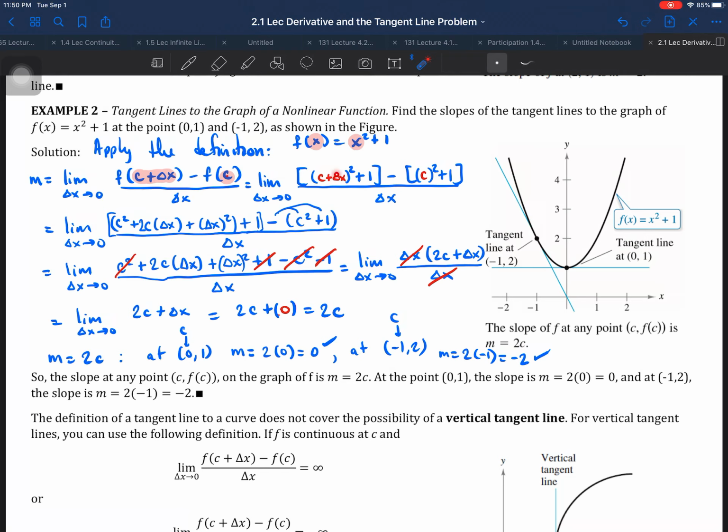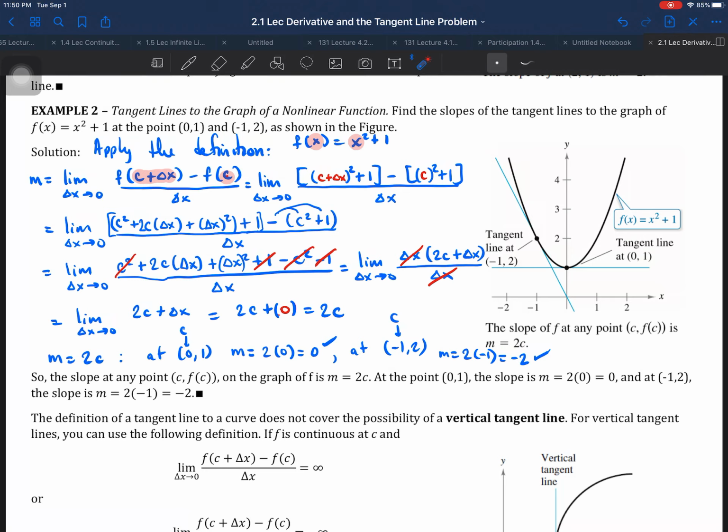So I'm going to go ahead and expand this, using our basic algebra distribution process, which is going to be c squared plus 2c times delta x plus delta x squared, followed by the plus 1, followed by the minus, followed by the c squared plus 1, and there you go.